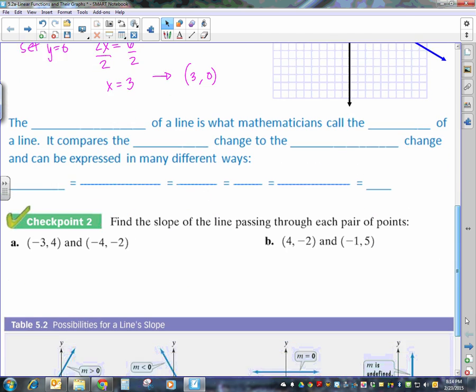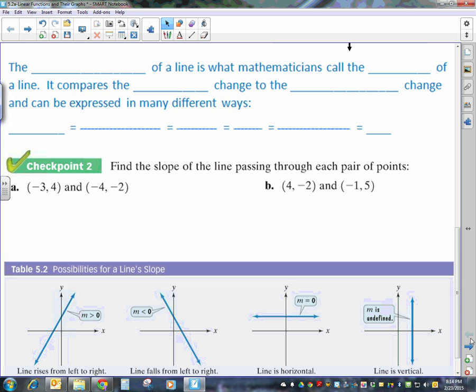Okay? The last thing that I want to talk about is what you have talked about before, and this is called the steepness.